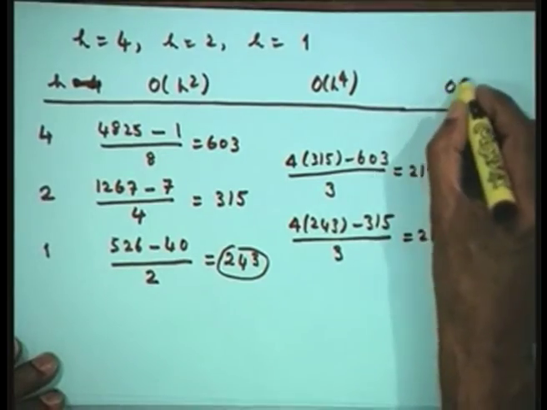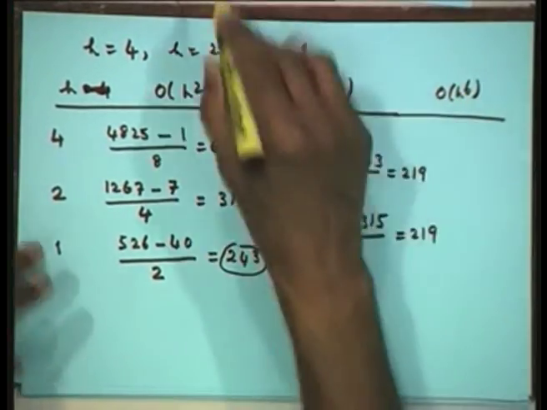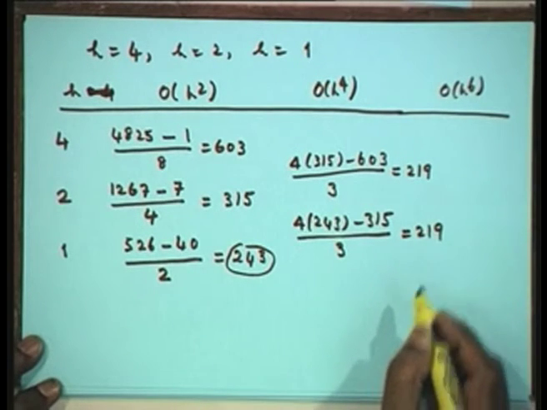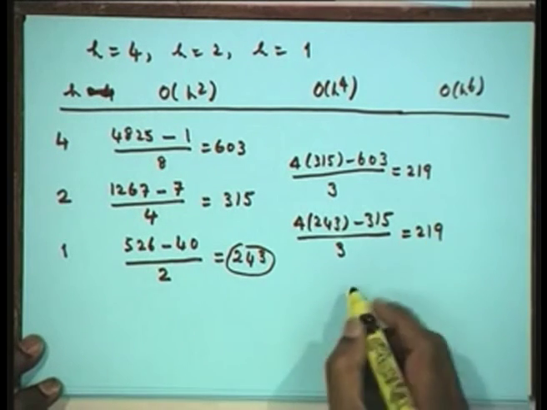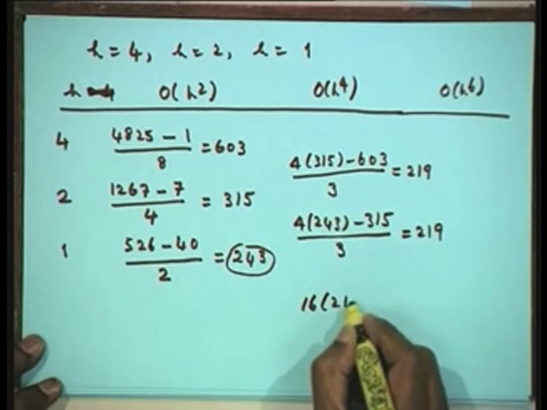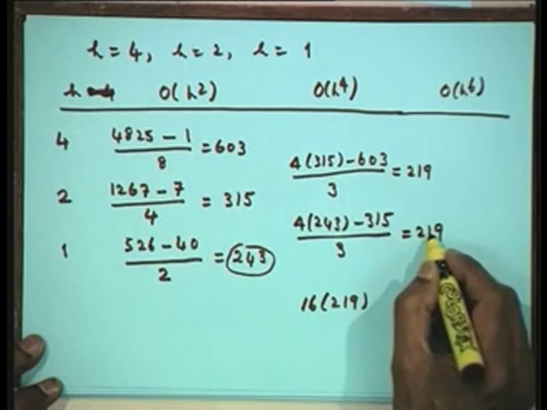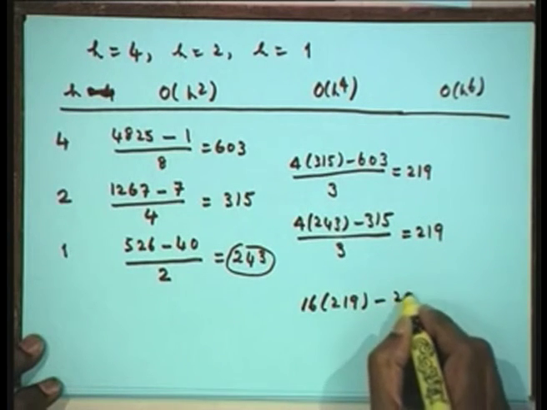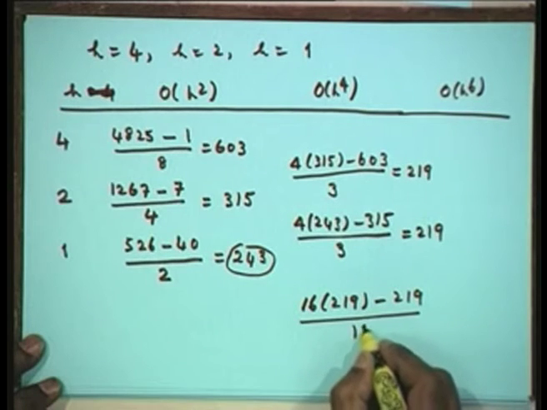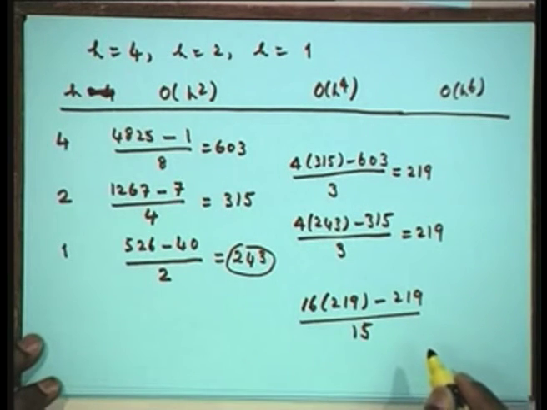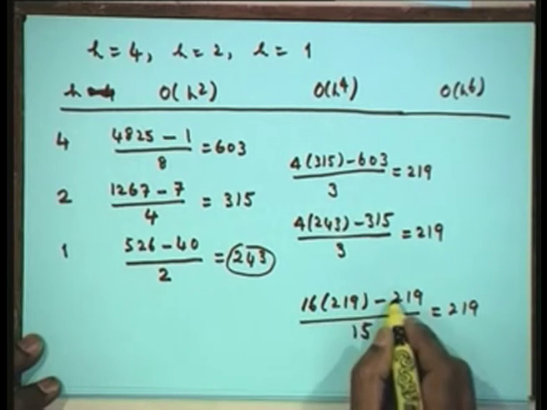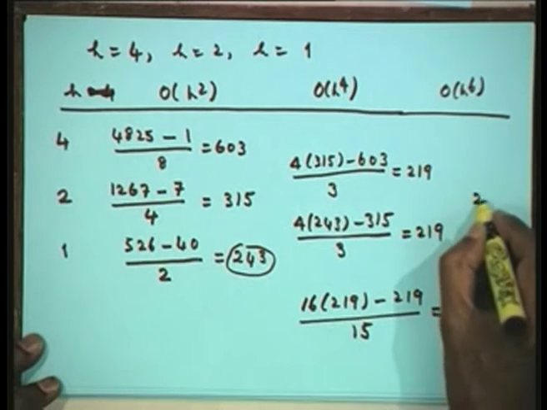Now, let us complete this table, order of h to the power of 6. The next term in the series is h to the power of 6. Let us write down the value here. This will be 4 square, that is 16 times 219, minus 219 divided by 16 minus 1, that is equal to 15, and this of course is again 219. So, this is again 219.